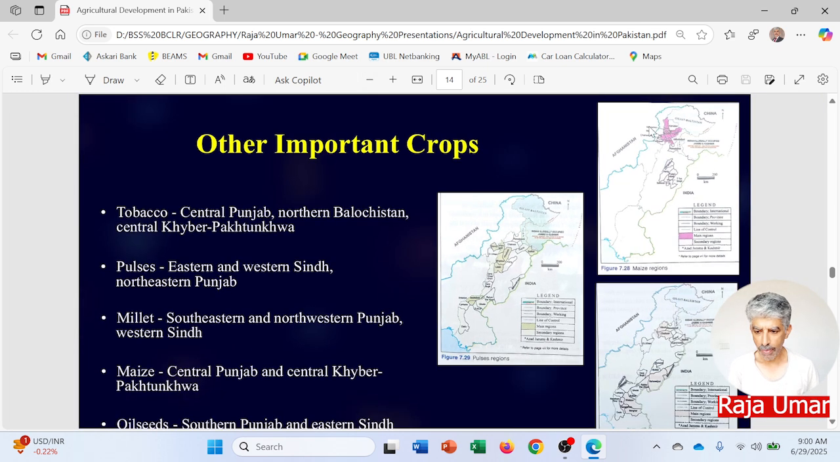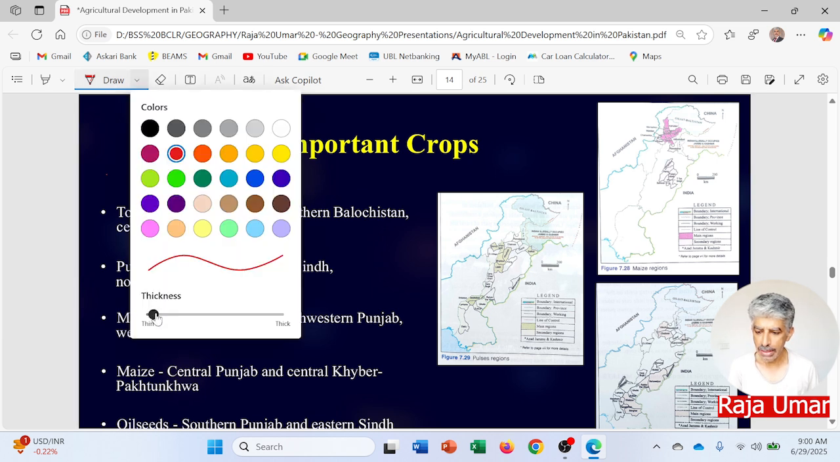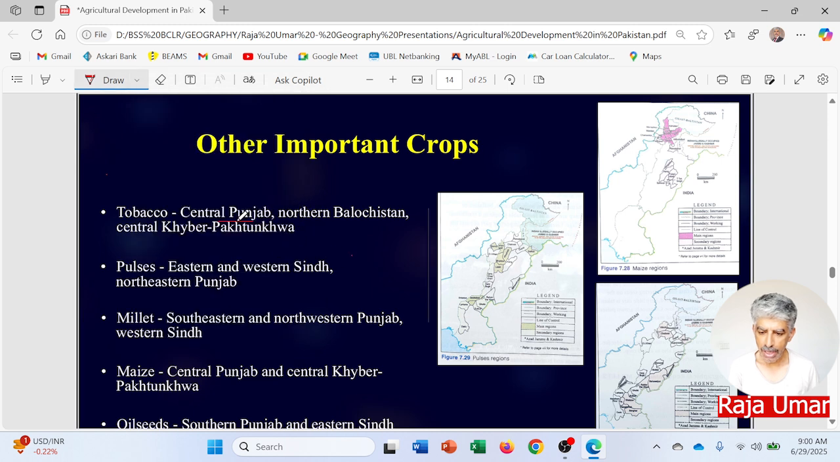So number one is given over here, that is tobacco. This is grown in central Punjab and in Khyber Pakhtunkhwa regions, central Punjab, northern Balochistan, and central Khyber Pakhtunkhwa. In these regions, the tobacco crop is grown. But if we talk about the exam importance of this particular crop, we have seen very rare questions way back. I mean, before 2010, once or twice we have seen questions related to the tobacco crop.